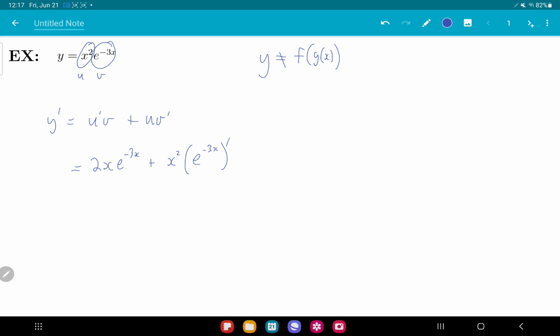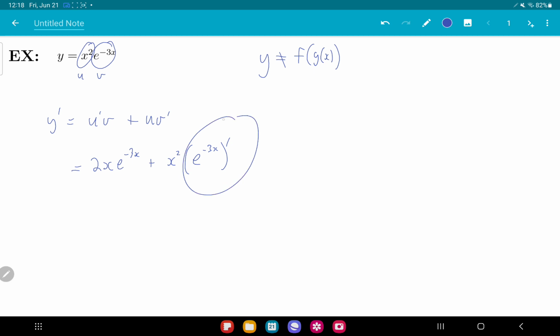Okay, so that bears repeating. When I look at the original function, it does not lend itself to a chain rule as a first step. The first step has got to be product rule. Again, I can't write this as a function inside a function. So don't do it.